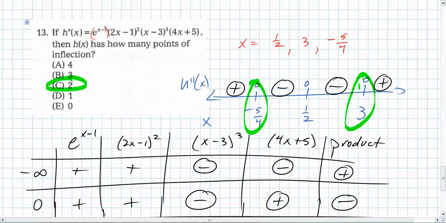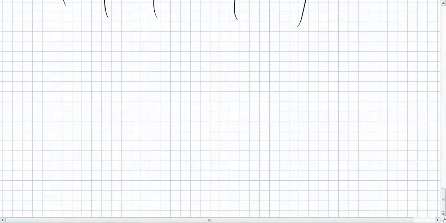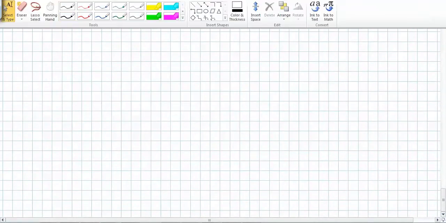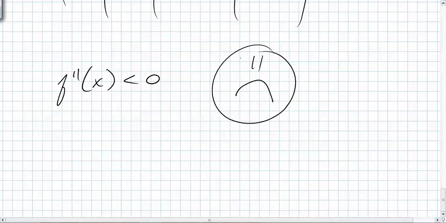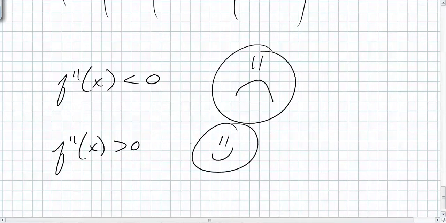There you go. Yes. One of those things is this. Ready? Help you out here. F double prime less than 0 makes you feel unhappy. So it's concave down, right? F double prime is positive, which makes you happy, concave up.